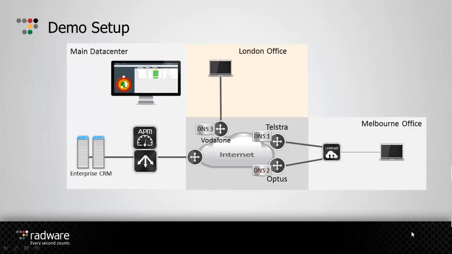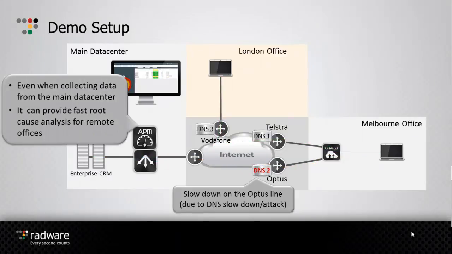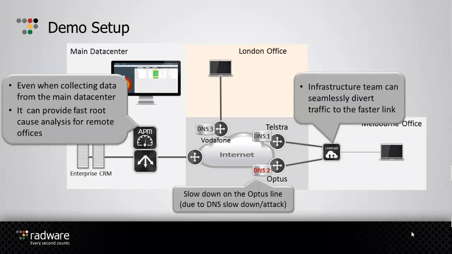So right now we see that the problem looks like this. The DNS of Optus is actually providing a very poor response time, and because of that, the transactions that are going through this link are very slow. However, the transactions that go through the Telstra ISP are going very fast because the DNS there is responding as it is expected. So as we can see, even when collecting data from the main data center, we can provide detailed reports that can give us fast root cause analysis for remote offices.